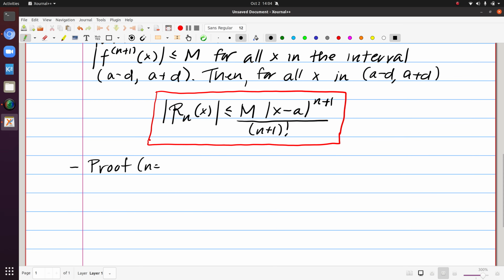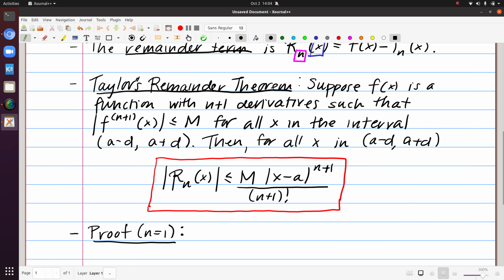special case of n equals 1. So what does that mean? n equals 1, that's the degree of the Taylor polynomial. So all we're looking at here is the idea of approximating a function by its first degree Taylor polynomial, which you can also think about as its tangent line.